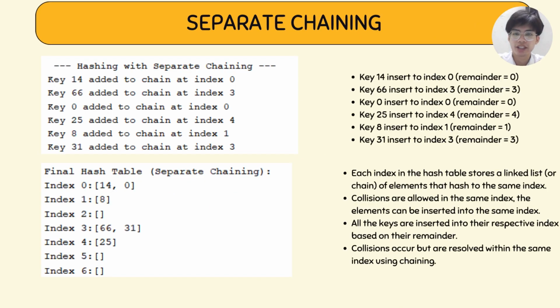For separate chaining, each index in the hash table can store a linked list or a chain of elements that hash to the same index, and collisions are allowed in the same index. All elements are inserted into their respective index based on the remainder, and the collision occurs but is resolved within the same index using chaining.